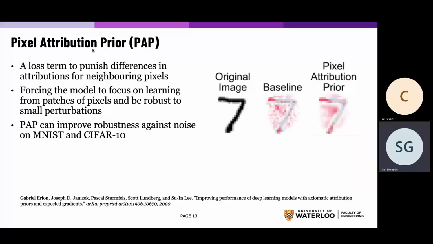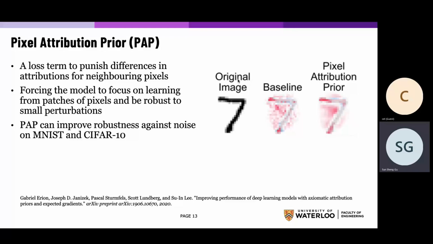Now let's talk about pixel attribution prior, which is one loss term, which was one quantitative measure based on explanation. It has been used as a loss term to punish differences in attribution values for neighboring pixels. Why would that be interesting? Well, if we can force the model to focus on learning from patches of pixels rather than focusing on individual pixels separately, then we can make the model more robust to small perturbations in pixel values.